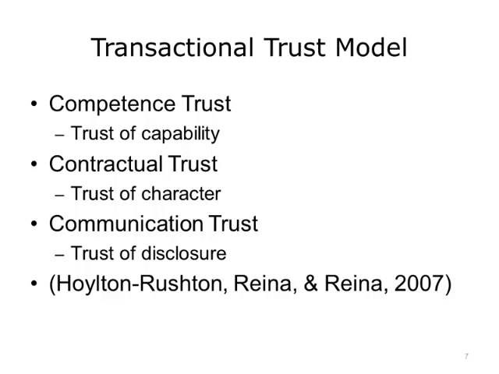Quote, these components include competence trust, trust of capability, communication trust, trust of disclosure, and contractual trust, trust of character. For each type of trust, the model specifies behaviors that are essential for building that trust and suggests ways to interact with patients and families. End quote. Transactional trust comprises competence trust, contractual trust, and communication trust. Competence trust is one of capability, contractual trust is one of character, and communication trust is one of disclosure.